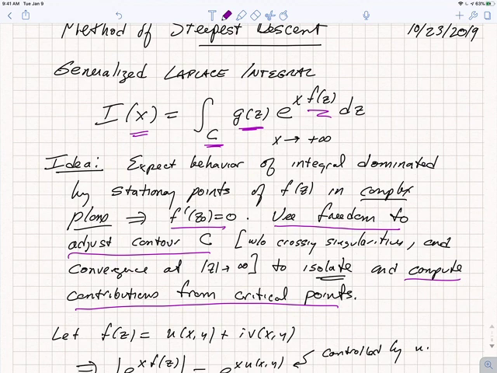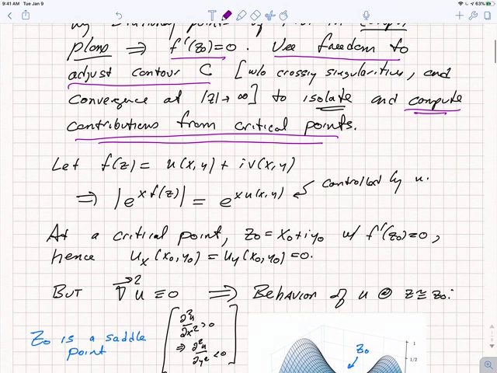Now, what we're going to do is use the freedom to adjust the contour. Remember, what we learned in the complex analysis portion of the course is that as long as we don't cross any singularities, we're free to move the contour that defines the contour integration that we're interested in however we would like. So we're going to modify the contour C to go over the stationary point in such a way that we can isolate the leading behavior and compute the contributions from one or more critical points of the integral. So let's set this up.